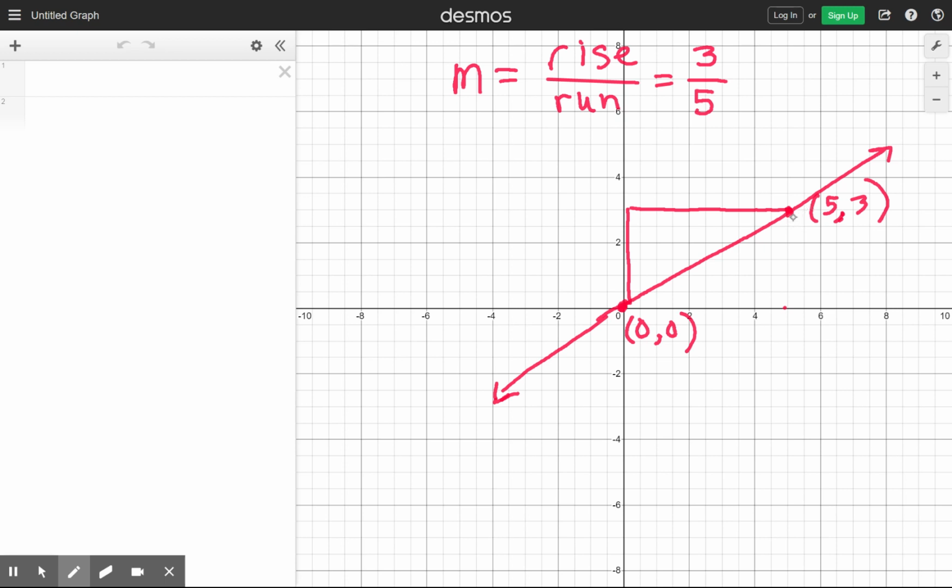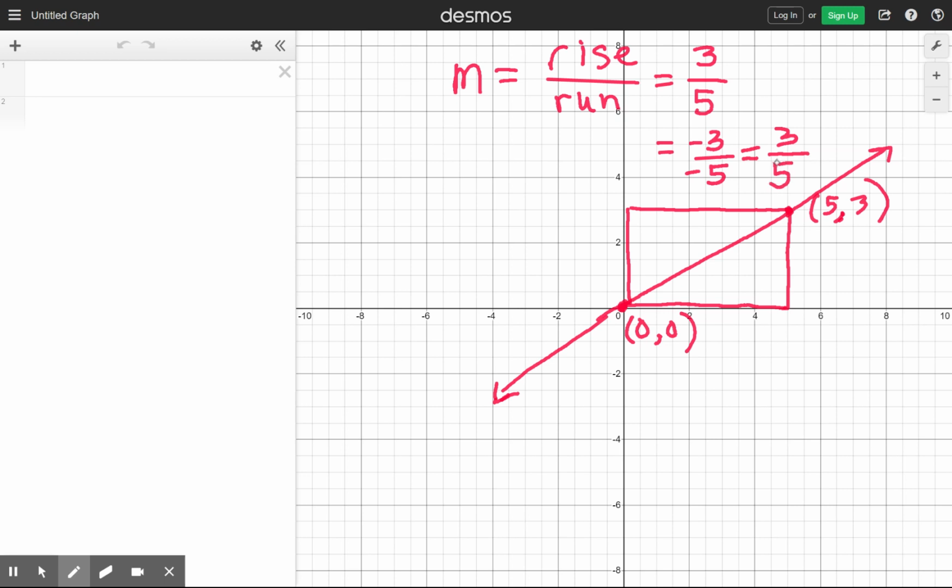Now, we didn't have to start at 0, 0. We could have started at 5, 3 and gone down 3 and to the left 5. Now, if you're going down or to the left, those are negative. So if you're going down 3 and to the left 5, you're going to have negative 3 over negative 5, which simplifies. Negative divided by negative is always positive. So you see the slope is still 3/5.